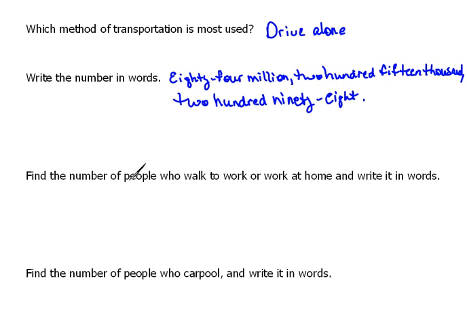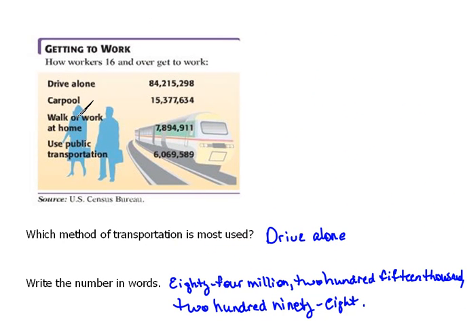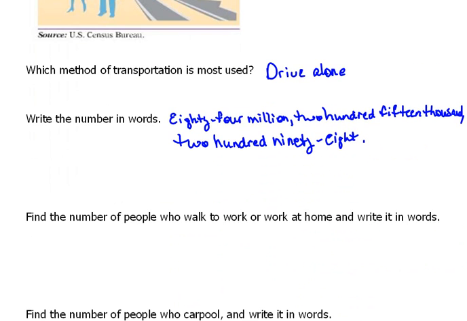Now, there are some more questions to do with it. This one says, find the number of people who walk to work or work at home and write it in words. So walk to work or work at home, well, that would be these people right here. So that would be the number 7,894,911. And then to write that out in words, we just have to do exactly what we just said.